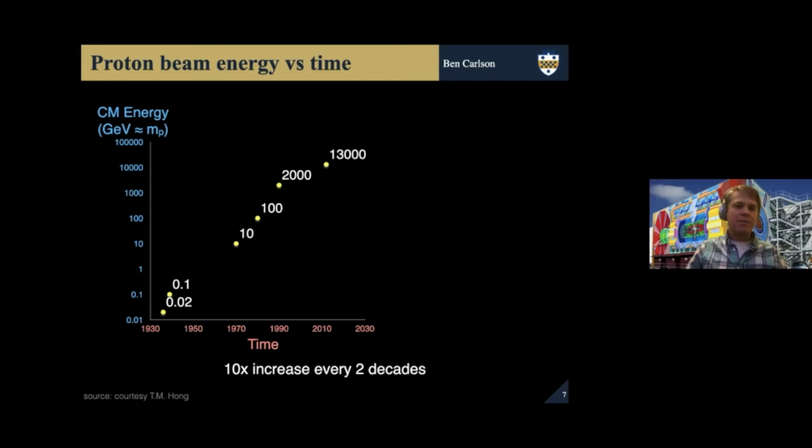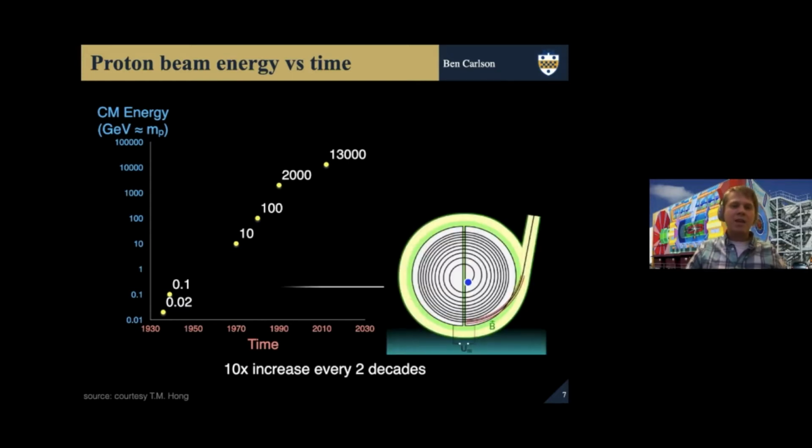There's been an evolution of accelerator energies as a function of time, and this just shows a few points from proton beam experiments as a function of time. And you can see that in the early 1900s, we had things like cyclotrons, where you have an electric field and a magnetic field to accelerate a charged particle. And then over time, this was increased by roughly an order of magnitude every 2 decades or so.